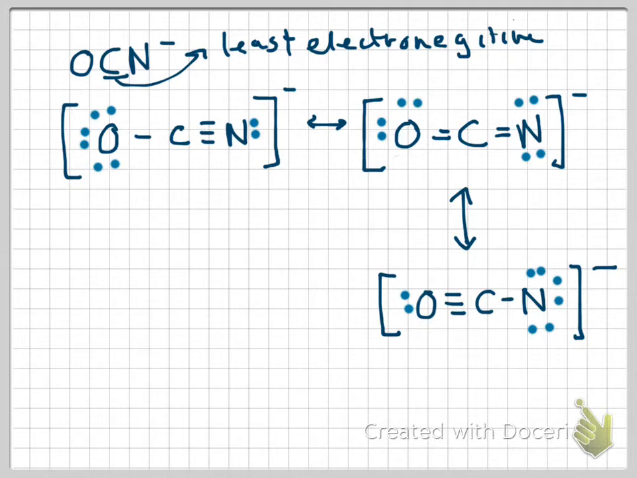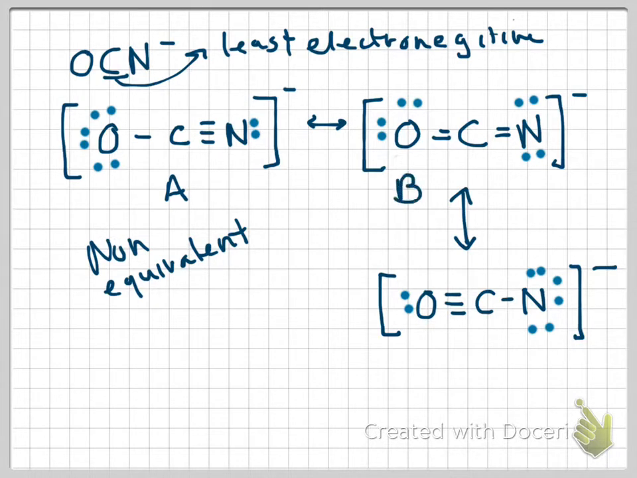And in this case, these are what we call non-equivalent structures. Because when I look at structure A, I have a single bond to oxygen and a triple bond to nitrogen. Structure B has a double bond to oxygen and a double bond to nitrogen. And then lastly, structure C has a triple bond to oxygen and a single bond to nitrogen. So unlike the previous example, these are distinctly different resonance structures.